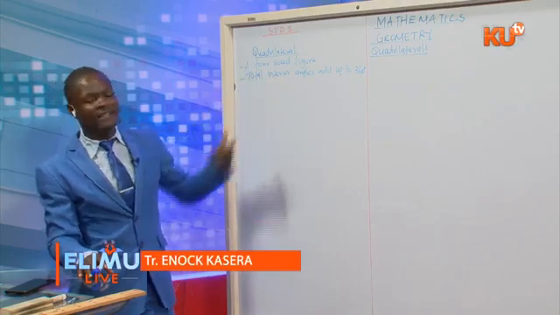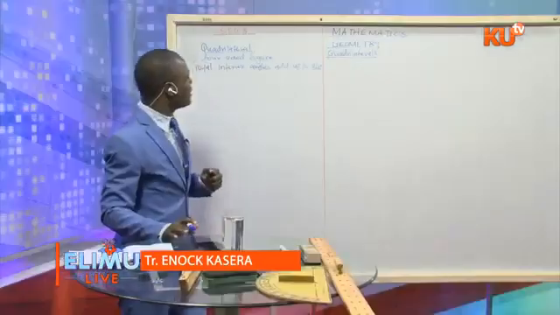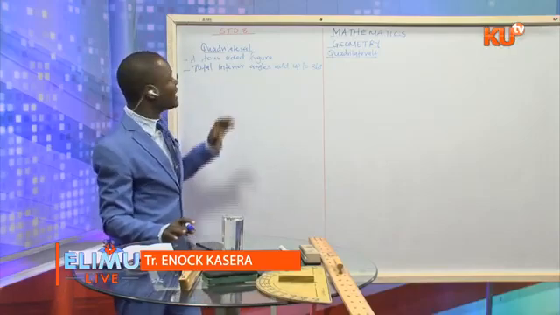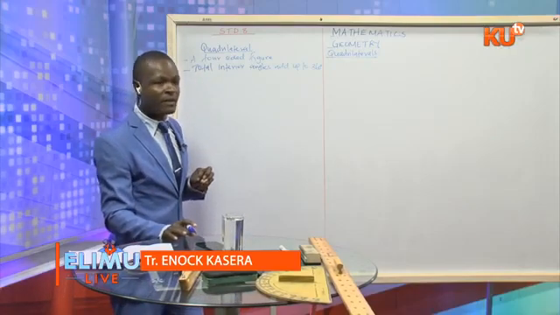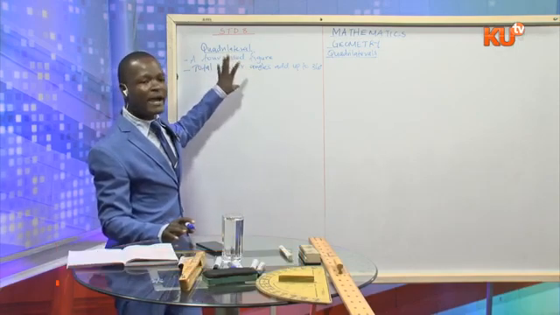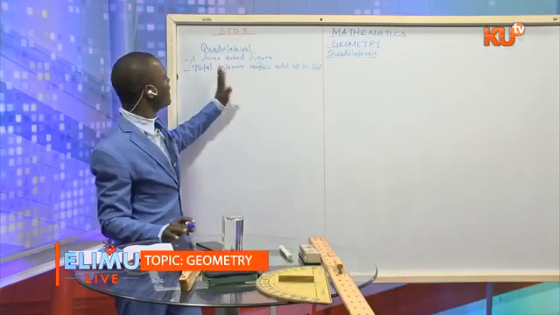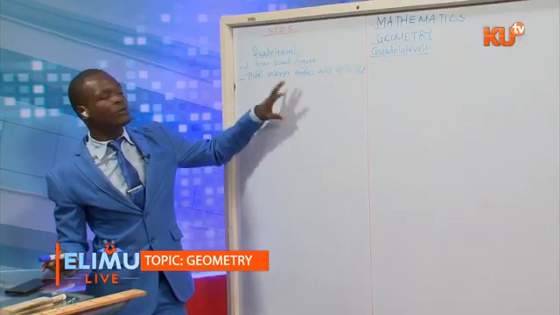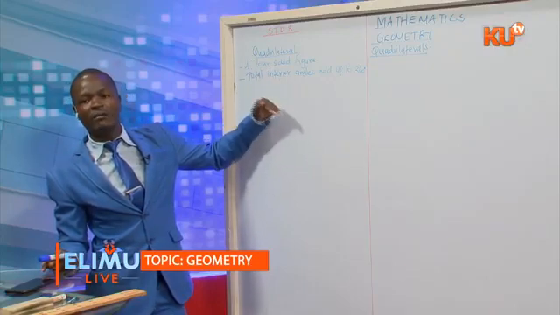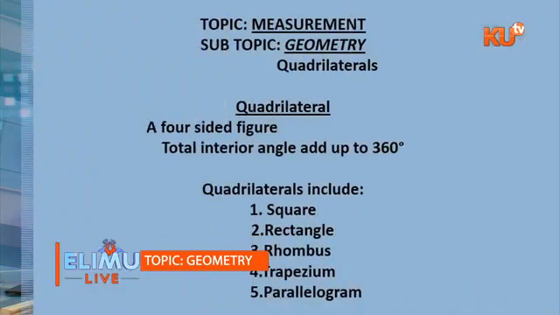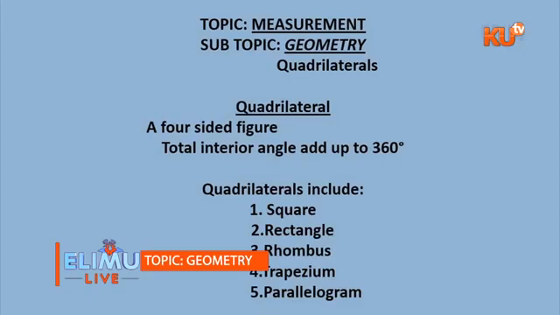As we continue, you will find that there are other properties that are not shared by all quadrilaterals. These two properties are the ones that are shared by all the quadrilaterals. That is, a quadrilateral must have four sides. At the same time, the total interior angles must also add up to 360 degrees.